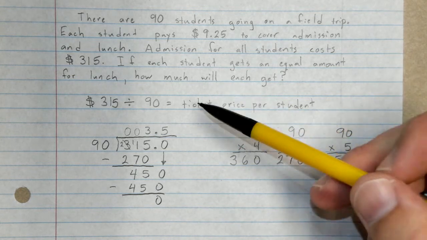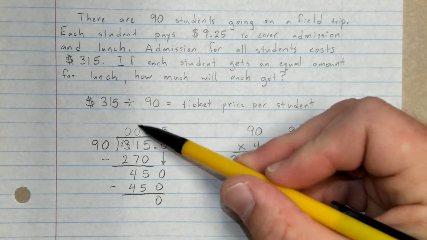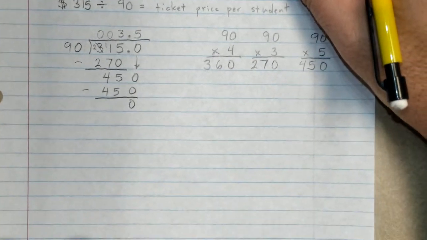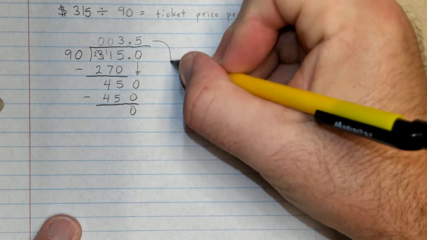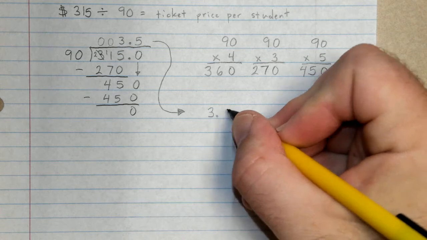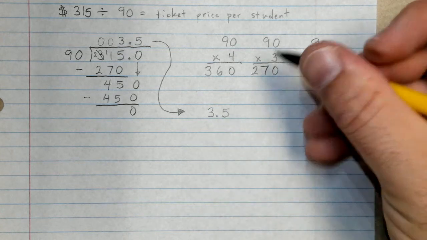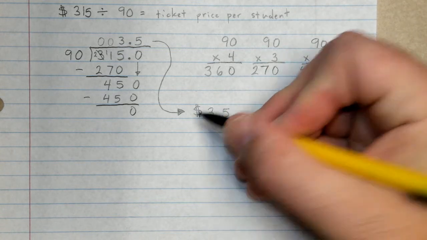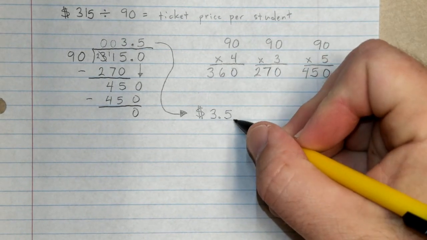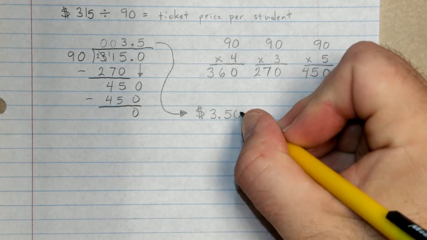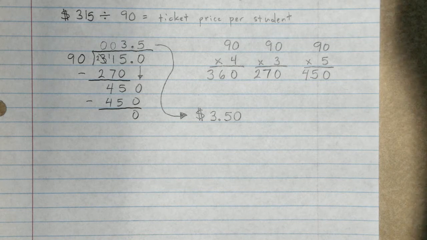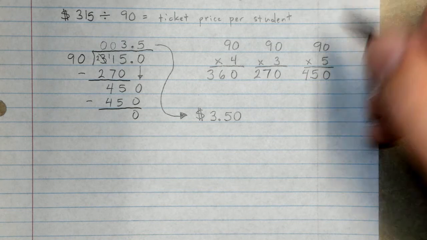Okay. So the ticket price per student, now I'm not going to just say 3.5. I don't usually talk about money that way. The ticket price per student, 3.5, that doesn't look right. $3.5 looks a little better, but we write dollars out to 2 decimal places. So $3.50 per ticket. $3.50 per ticket, which is pretty reasonable.